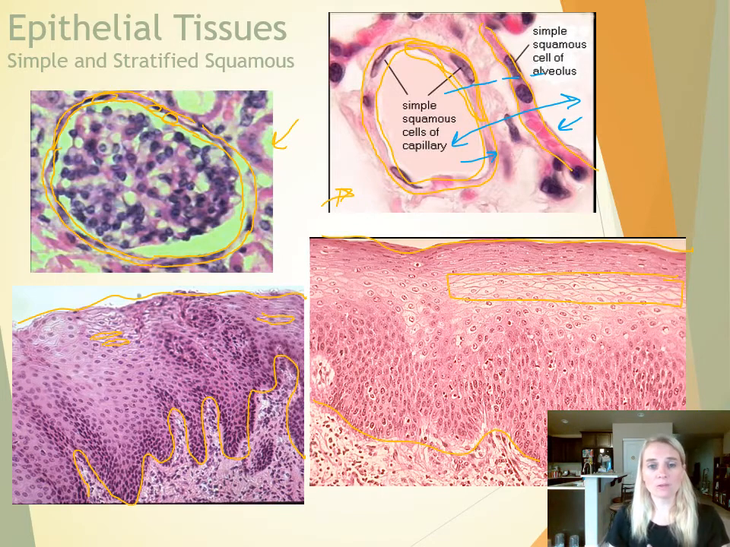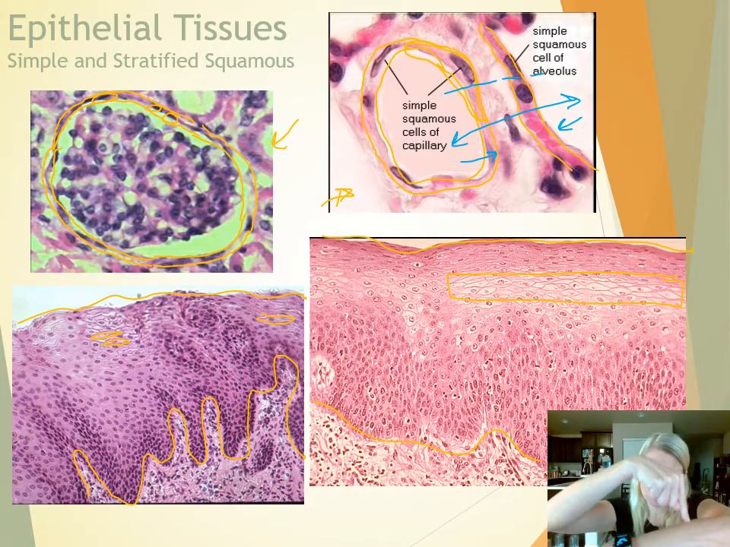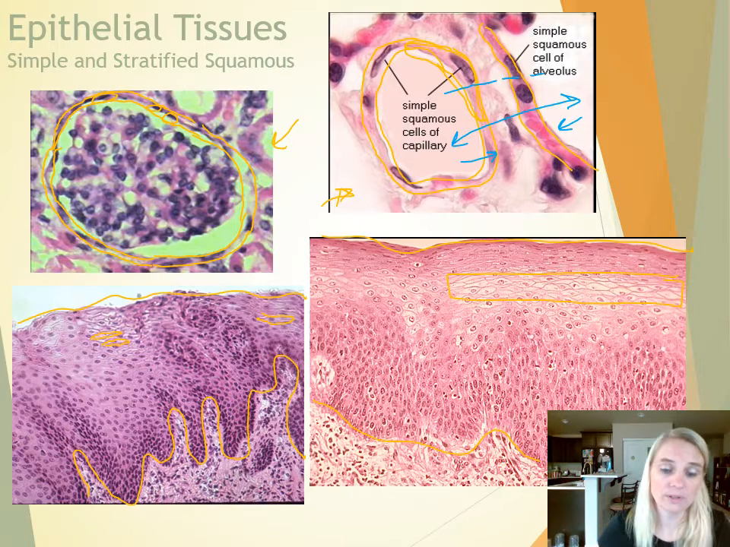And stratified squamous functionally is going to be found in places where there needs to be protection. It's thick, it's usually keratinized, which means it has this waterproofing protein in it. They're strong. The upper layers of cells are dead. So our epidermis, which I've just highlighted in both these bottom pictures, is made up of stratified squamous epithelium.